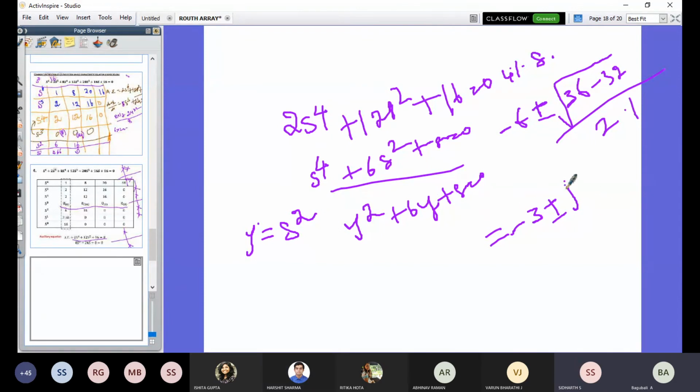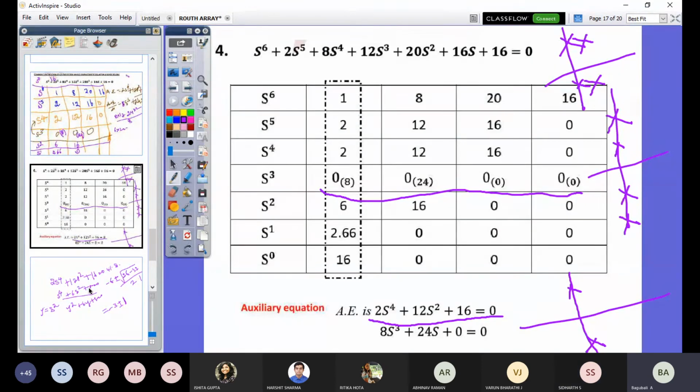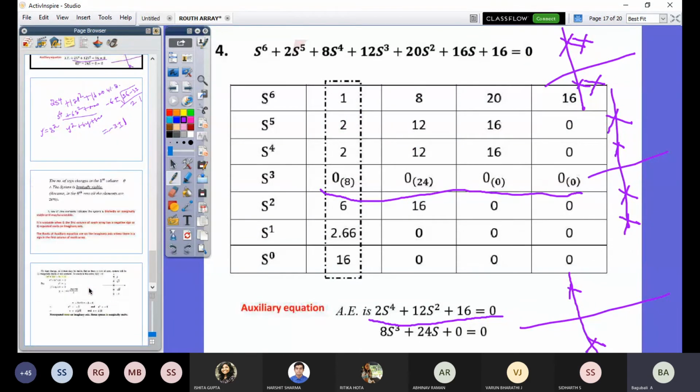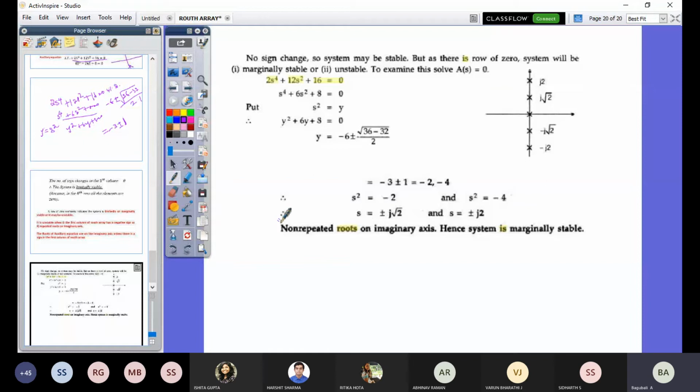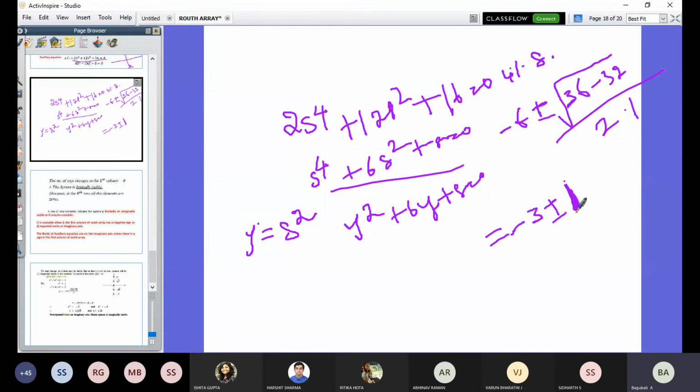Plus or minus 1. Okay. I think the characteristic equation I have taken is 2s power 4 plus 12s square plus 16, correct only, no? Okay, so we have minus 3 plus or minus 1. Sorry, it's not j. Now, the y value is minus 3 plus or minus 1. So what are the roots then? That is equal to y.